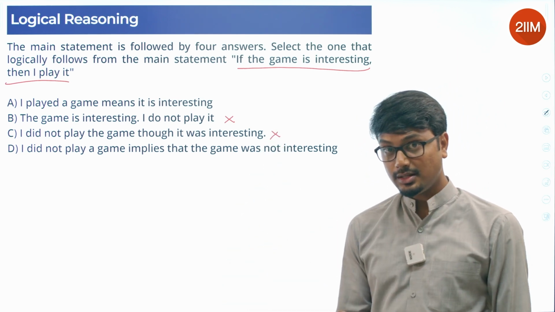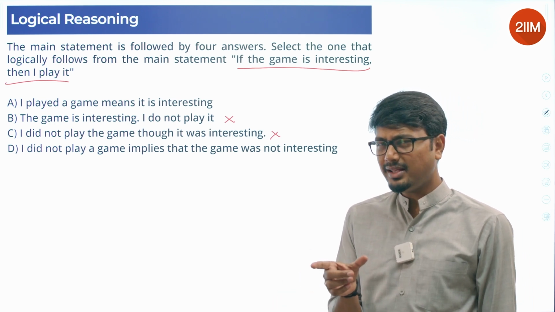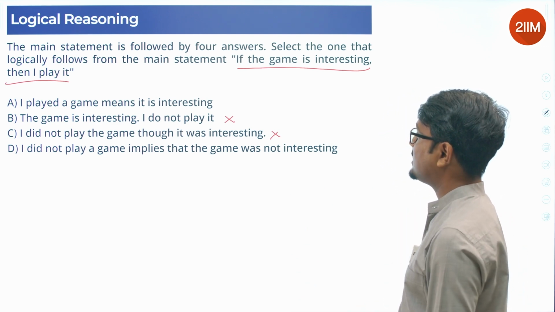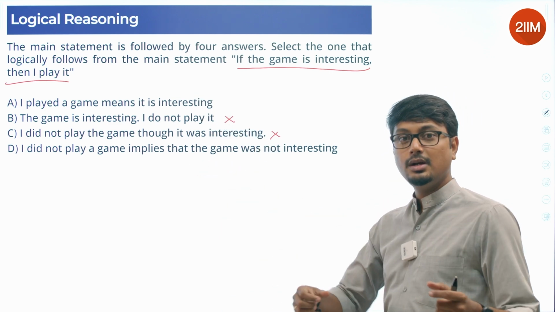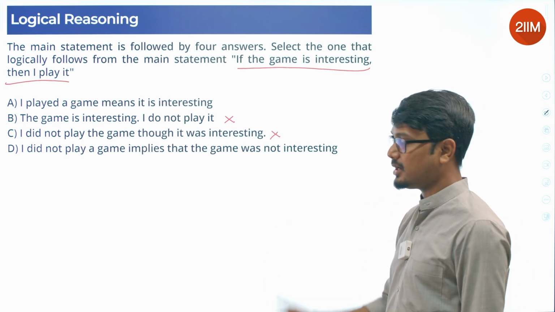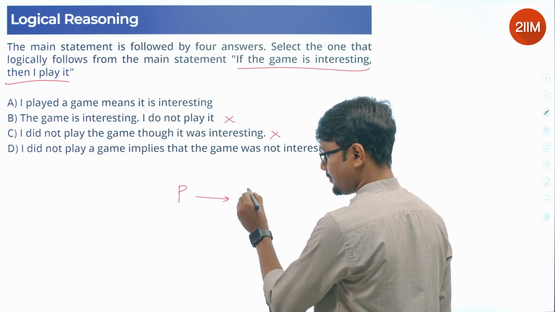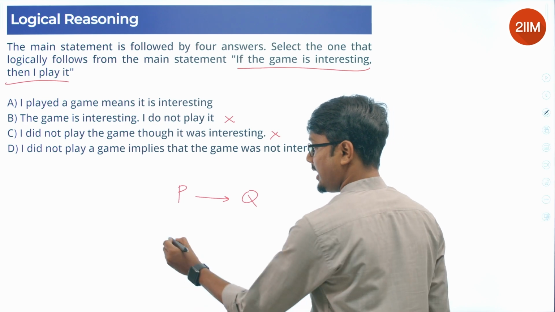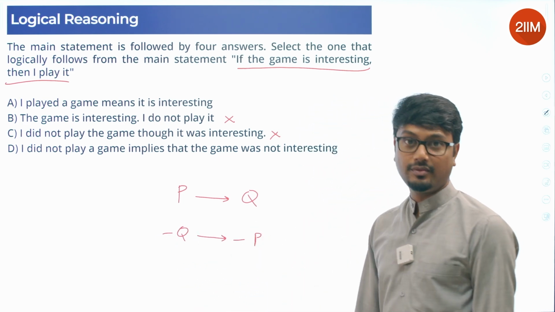So if the game is interesting, I will play it. I played a game, it is interesting. Makes sense, but we'll check with the other option as well. I did not play a game implies that the game was not interesting. These two are somehow closer, with a strong connection. We'll think like this. Logically speaking, if P implies Q, you can say negative Q will imply negative P. That's how we have to confirm it.